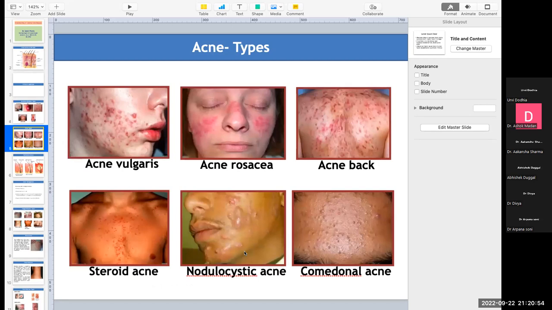One of the most important problems in dermatology is acne. I'll try to cover acne in detail. Let's start with the acne types. There are various kinds of acne which we can categorize clinically: acne vulgaris, acne rosacea, back acne, steroid acne, nodular cystic acne, and comedonal acne. The nodular cystic acne are severe grade, and acne along with rosacea looks like a butterfly rash. We call it acne rosacea.